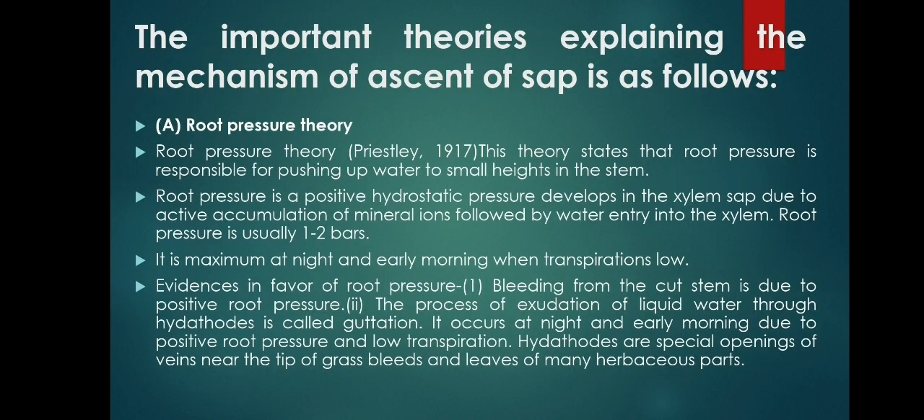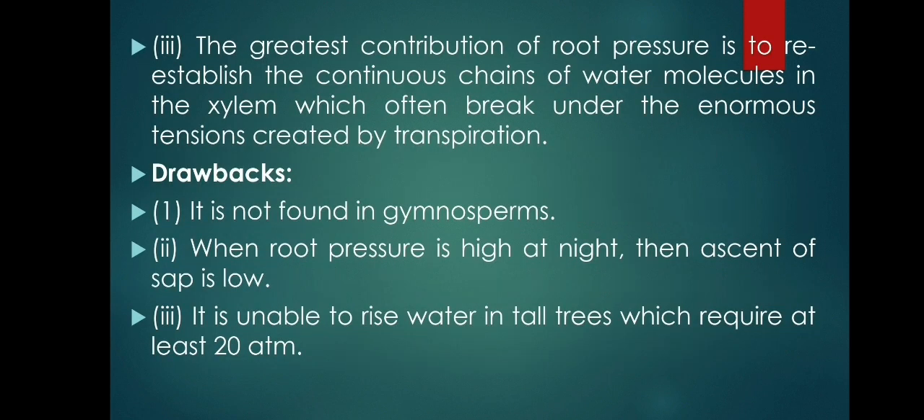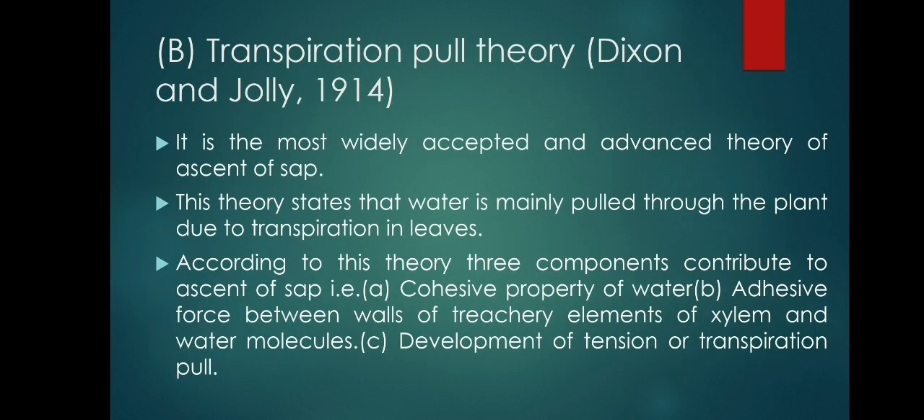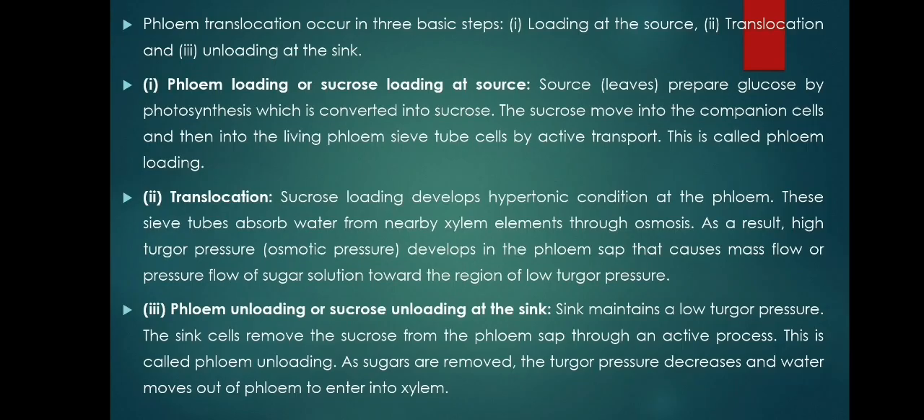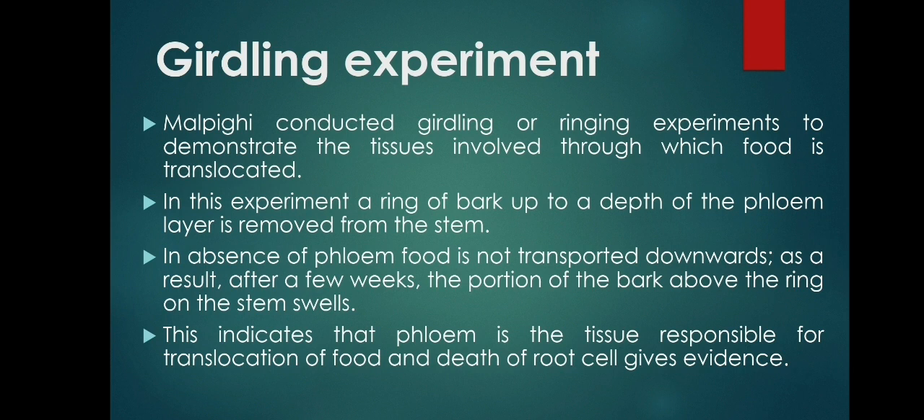Then upward movement of water. Different theories like the root pressure theory explain the ascent of sap. Then the transpiration pull theory, which is the most accepted theory, was proposed by Dixon and Joly. Then phloem transport, which occurs from source to sink. Then the girdling experiment proves that food transportation occurs through the phloem and water transportation occurs through the xylem.